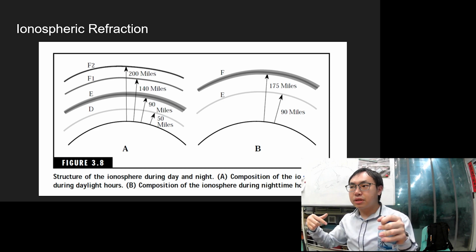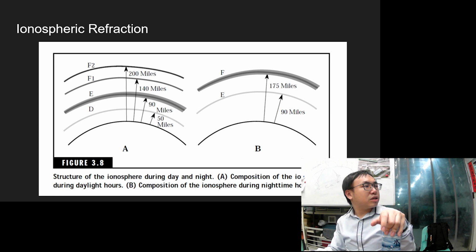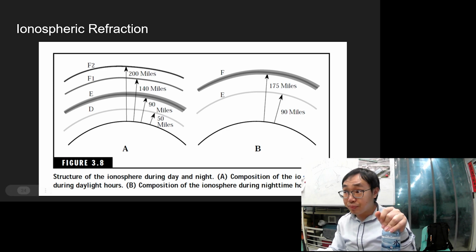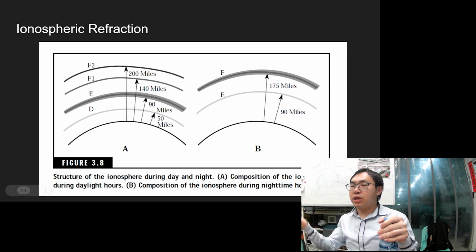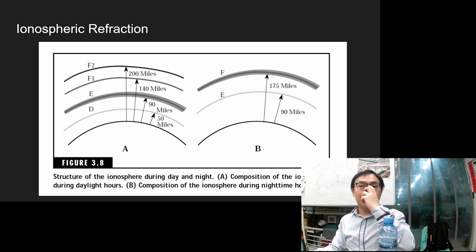by sunlight and seasons. Okay, like in winter, at daytime and nighttime, they already are different. For daytime, you see that for side A here, it is the daytime. So you see that, hey, they got D, E, F1 and F2 layer. But in nighttime, because they don't have sunlight, they can't produce a lot of ions. So they got only E layer and F layer left. Okay, E layer and F layer left.